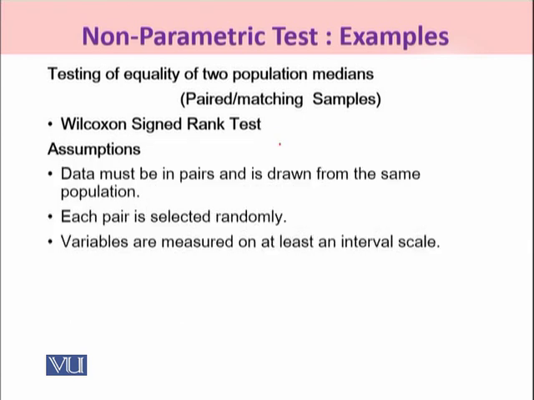Let us also look at the assumptions of this test. The assumptions are very few, students. Data must be in pairs and is drawn from the same population. The next assumption is that each pair is selected randomly. And finally, the variables are measured at least on interval scale. So these are the few assumptions about the data which usually are being followed on certain data sets.